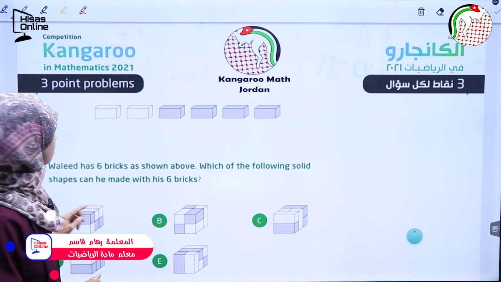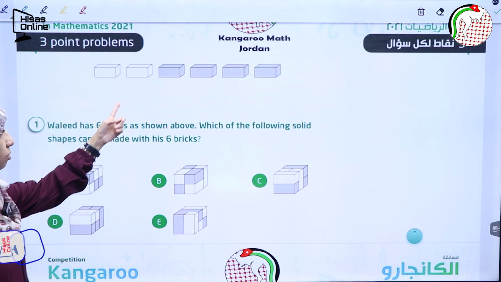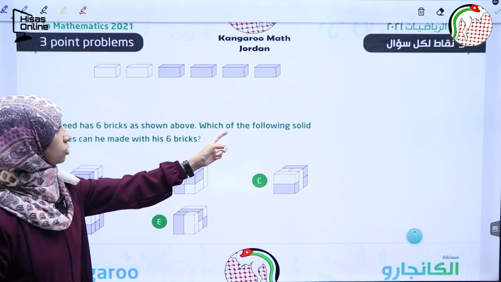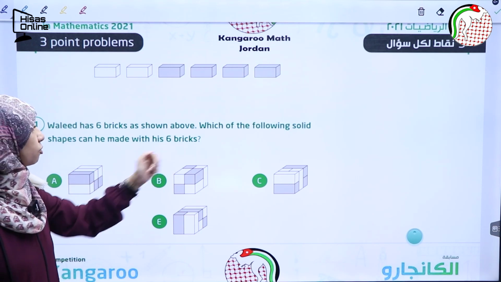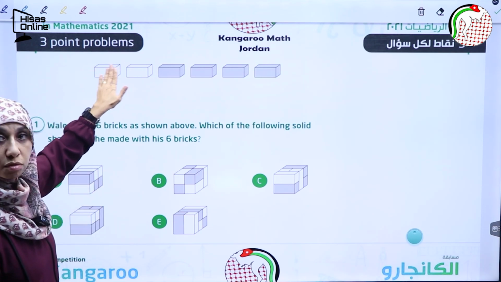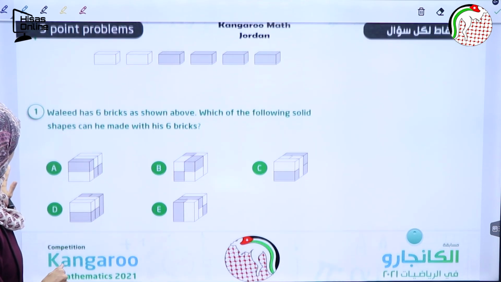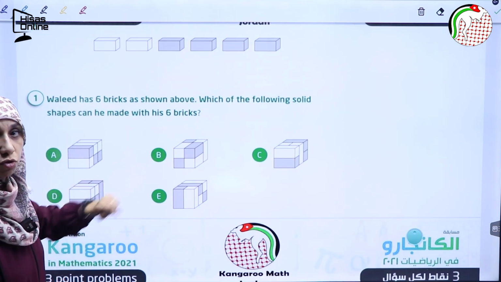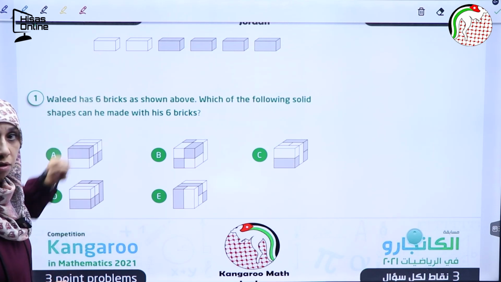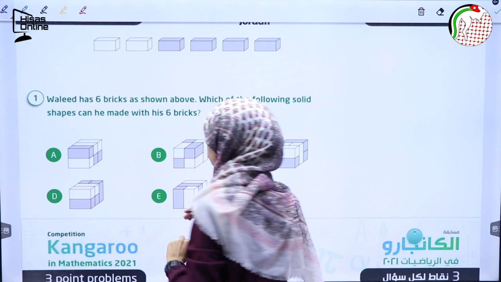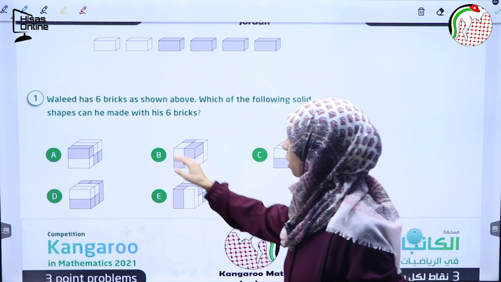Question 1 here. Walid has 6 bricks as shown above. Which of the following solid shapes can be made with his 6 bricks? So we have 2 white bricks and 4 gray. Now we have those 5 choices. Which one of them is the right one? Since I have only 2 white bricks, I can check options that have only 2 white bricks.